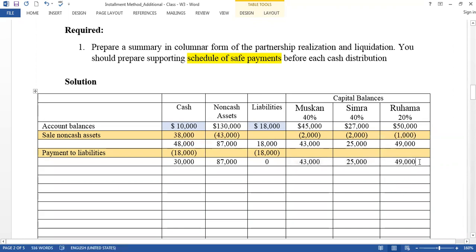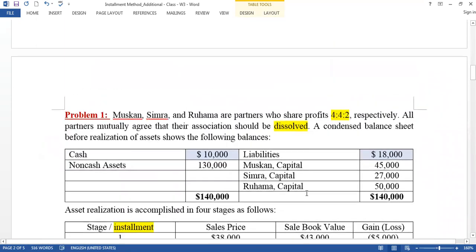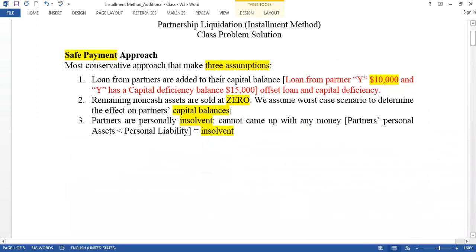So as this is the case, we have to prepare a safe payment schedule to see which partner is going to receive this $30,000. Maybe they are not going to receive it, right? All partners are not going to receive this money because it is only $30,000. So we are going to see who has the surviving ability and who does not. To prepare this kind of schedule, we refer back to our assumption again.